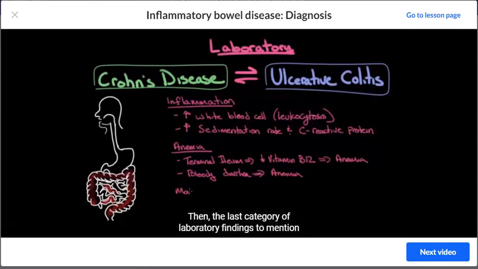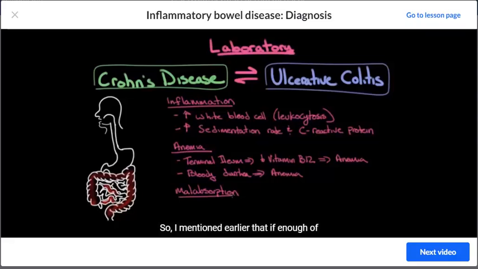Then the last category of laboratory findings to mention is that of malabsorption. So I mentioned earlier that if enough of the small intestine and even parts of the large intestine are inflamed and not working properly, then the body isn't able to absorb all of the nutrients it needs in order to survive. This is known as malabsorption. So it's what causes that weight loss and fatigue in Crohn's disease and ulcerative colitis.